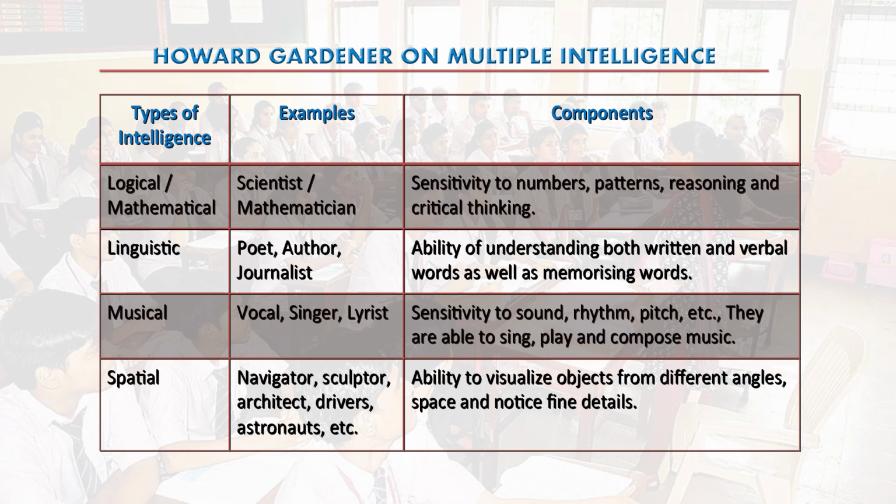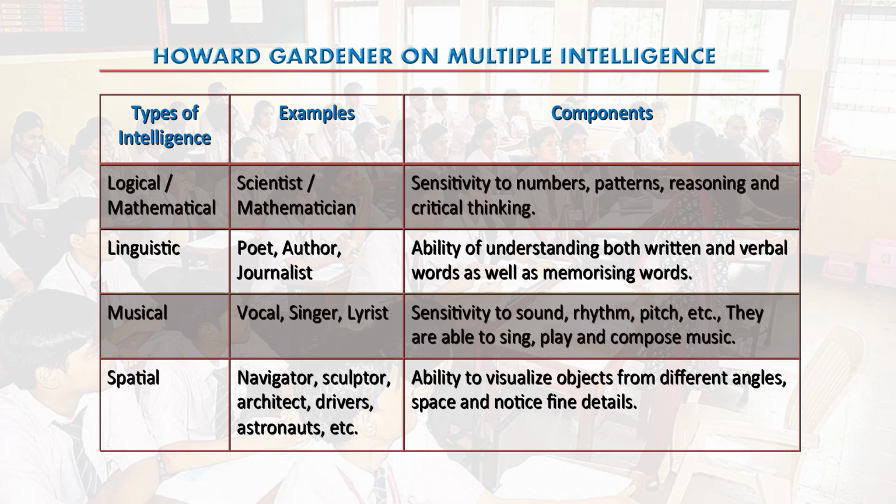You will find this with the poet, the author, the journalist. The component of this type of intelligence is the ability to understand both written and verbal words as well as memorizing words. So, how to understand the verbal words, how to memorize them, and accordingly how to present them also.